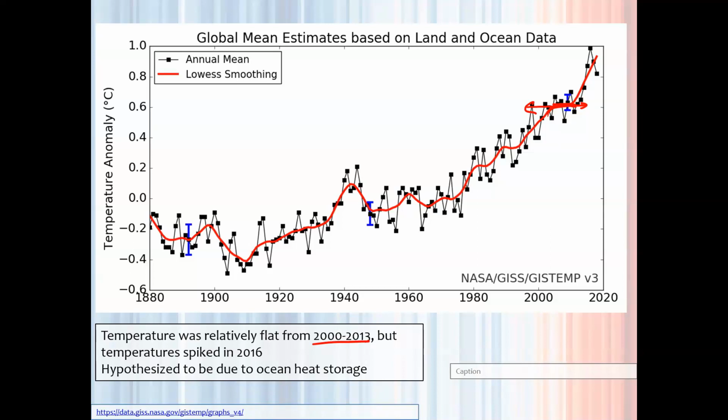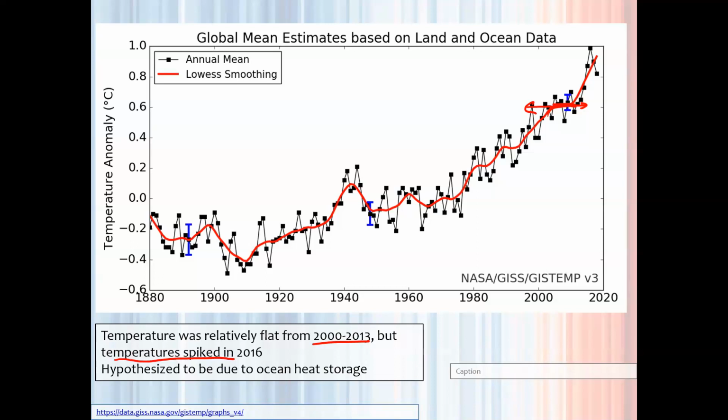A lot of folks were saying, "Oh, must not be humans because we're keeping burning fossil fuels, but temperature has stopped increasing." Eventually, though, temperatures did start to spike again in 2016. So what do we think happened there?